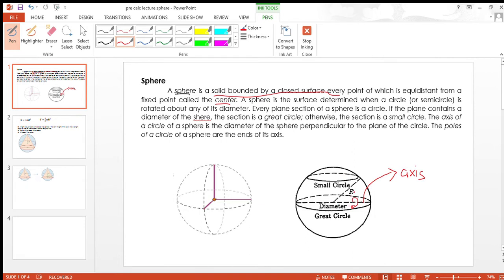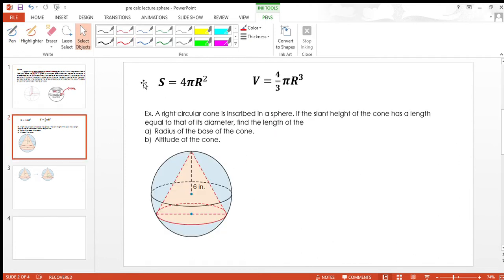Then if you draw circles such that they pass through this diameter, you will be able to draw your great circles. But if you draw a circle not passing through the diameter, you call it a small circle. Under this section, we have two formulas to consider. One is the surface area, given by 4 pi r squared, where r is the radius.